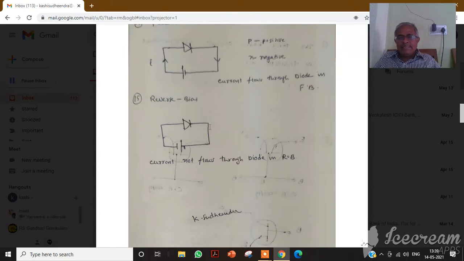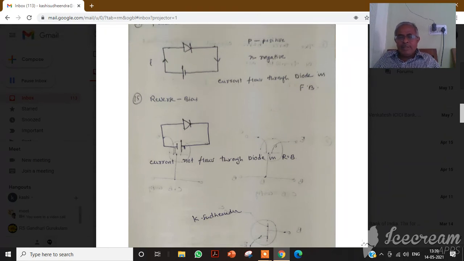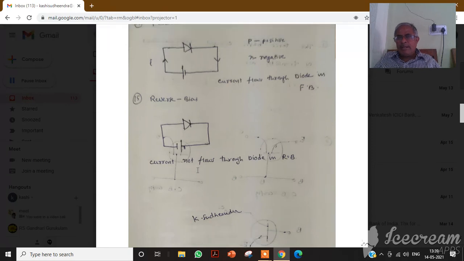Now in this case it is opposite. We are connecting the P side to the negative terminal of the battery and the N side to the positive terminal. In this case, current does not flow through the diode. So you have to remember this, it is a very important point.